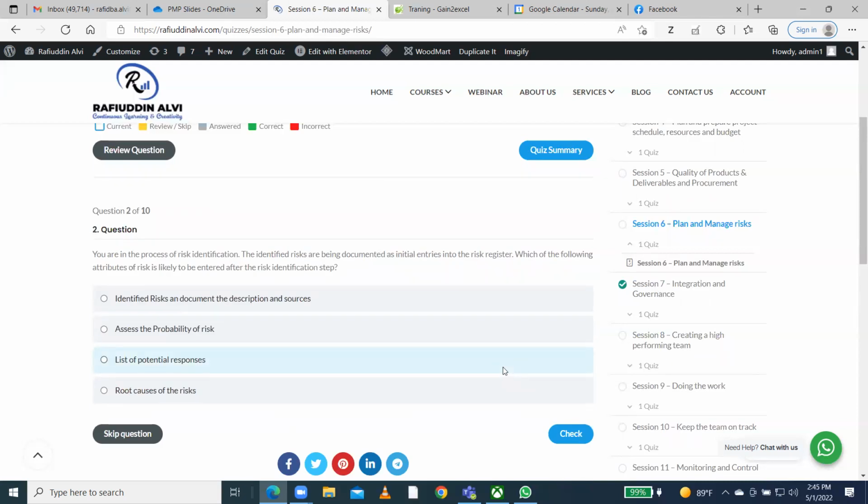So, we are in the process of risk identification. The identified risks are being documented as initial entries to the risk register. In the risk register, which of the following attributes of the risk is likely to be entered after the risk identification step? List of potential responses, root causes of the risk, identified risk and document description, assess the probability of the risk. Let's see, the risk is identified.